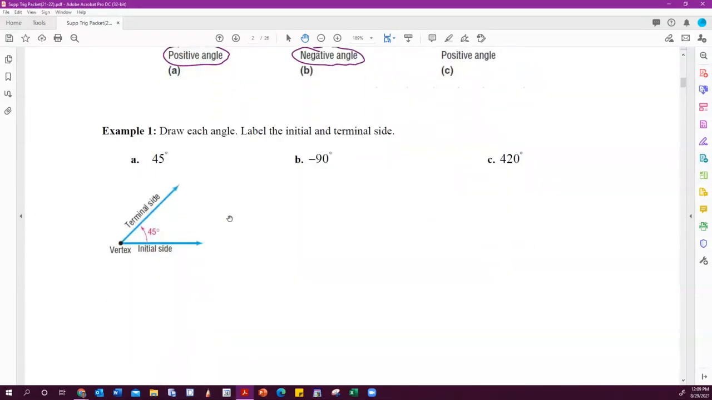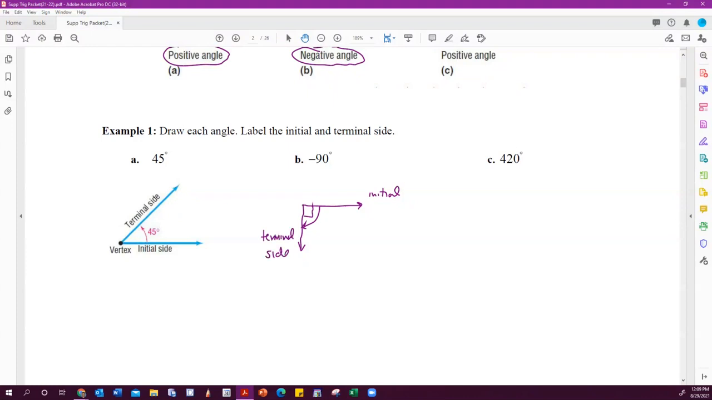Let's try drawing some angles together then. Draw each angle, label the initial and the terminal side. So a negative 90 degree angle, let's first draw an initial side. There's an initial. And then we will move in a negative direction, so we're going to move clockwise 90 degrees. So that's going to be going straight down, and then that means that this would be called the terminal side.